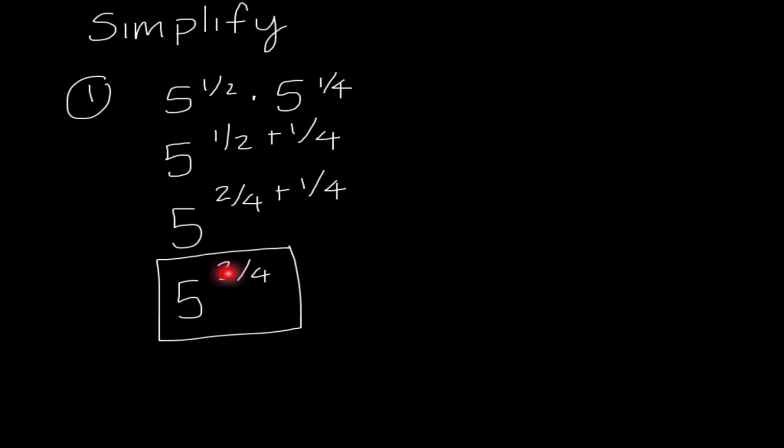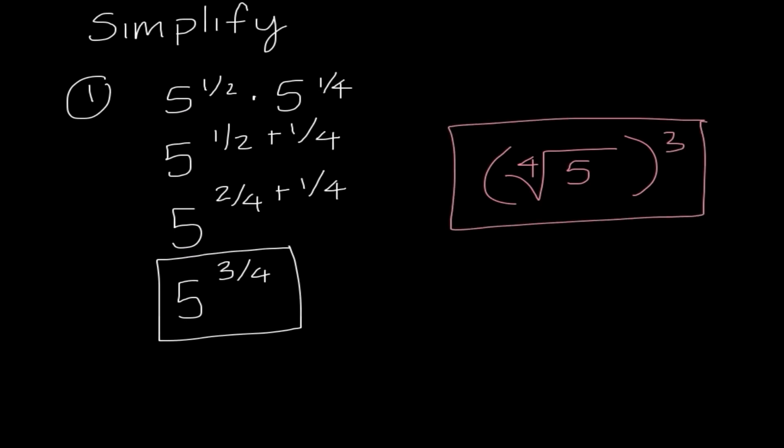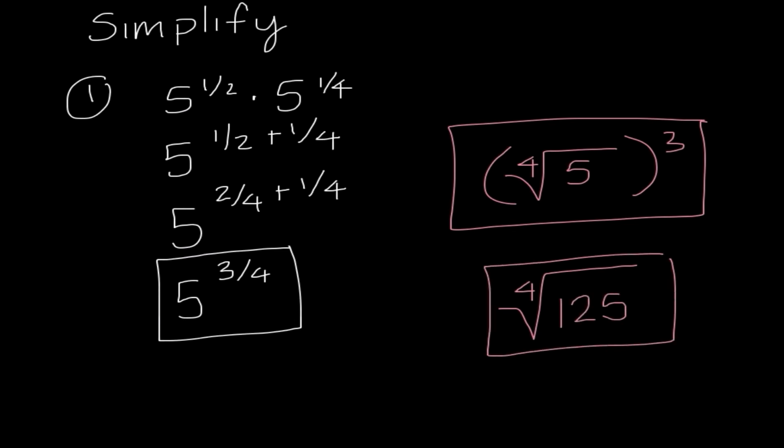Now, there's actually 2 other answers I would accept. The first one would be the 4th root of 5 cubed. That's just changing that from fractional into radical form. The third answer that I would accept would be the 4th root of 125. And where this came from, 125 is actually 5 cubed. So just be aware that all 3 of these are correct answers.